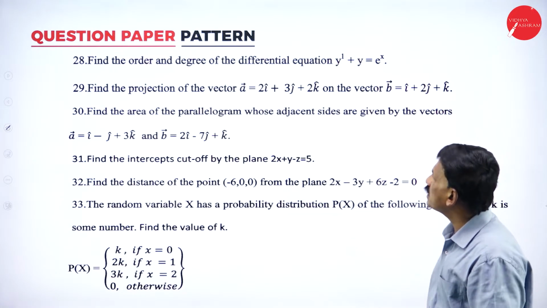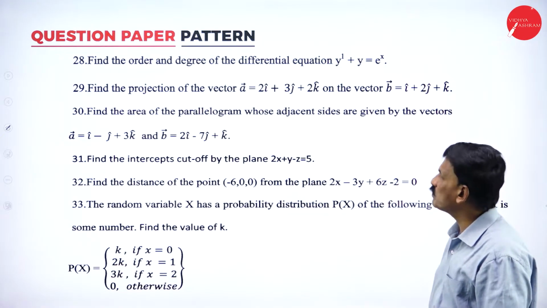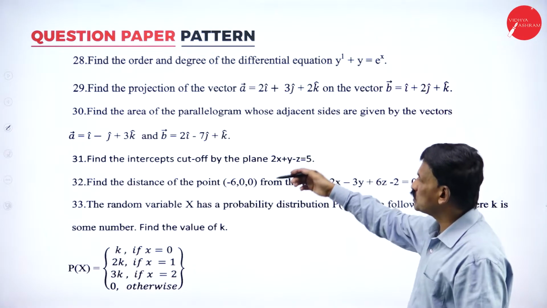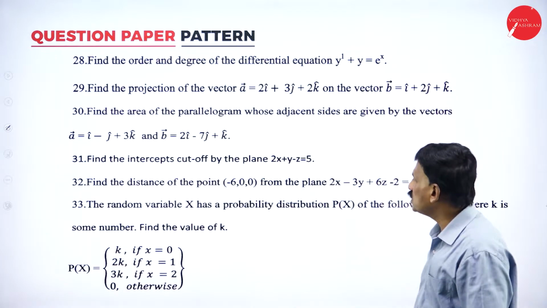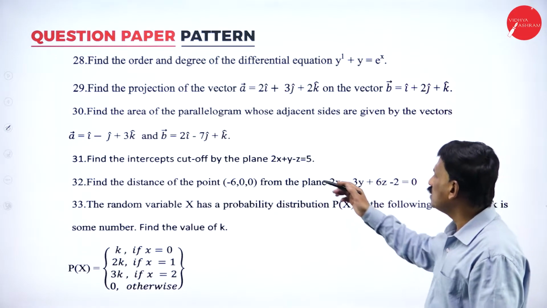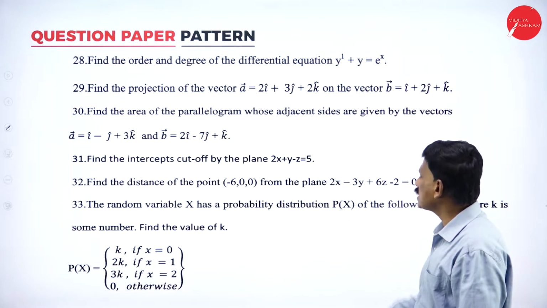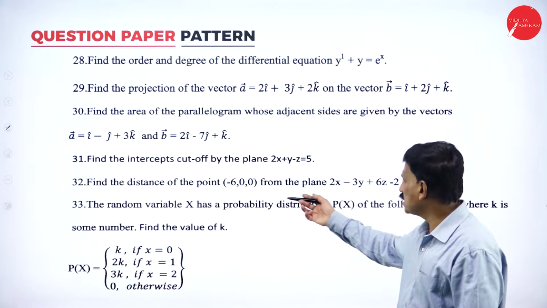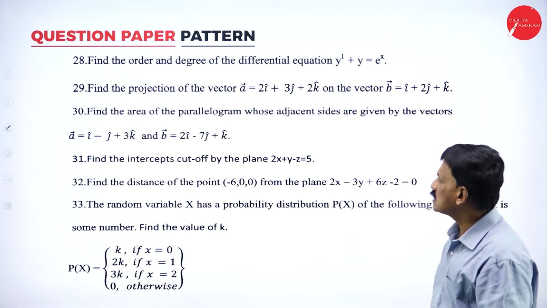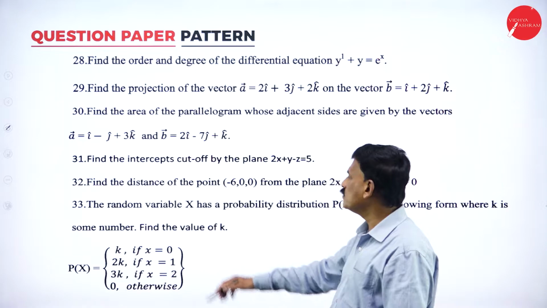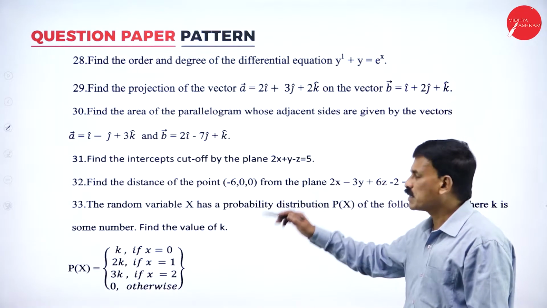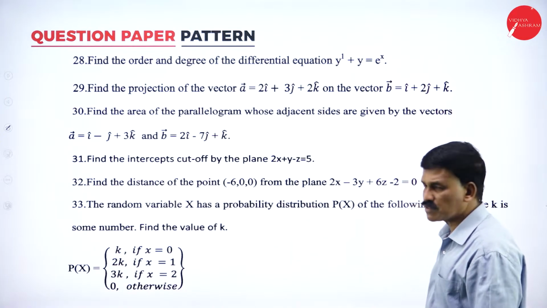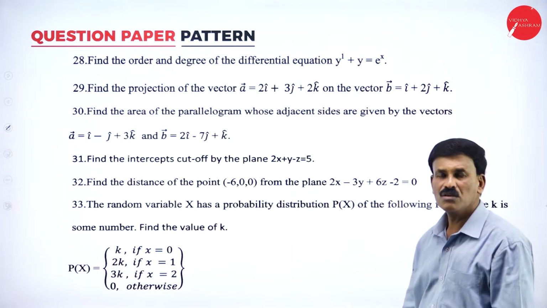Now, find the order and degree of the differential equation. This is from differential equations. Then from the vector concept, finding the area and the projection. Again, 3D geometry, finding the intercept of the plane. 2x plus y minus z is equal to 3 is the given equation. And again it is from 3D geometry, that is the distance of the point from the plane. Then the question is from probability, and the last question, question number 33, is from probability. So, these are the questions for 2 marks.